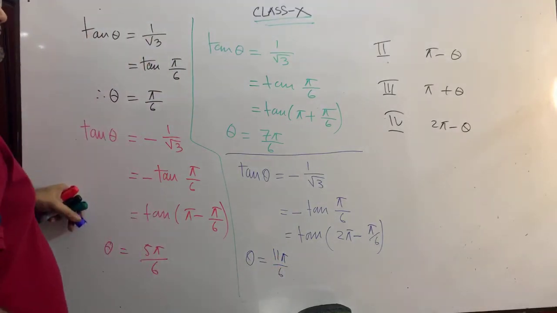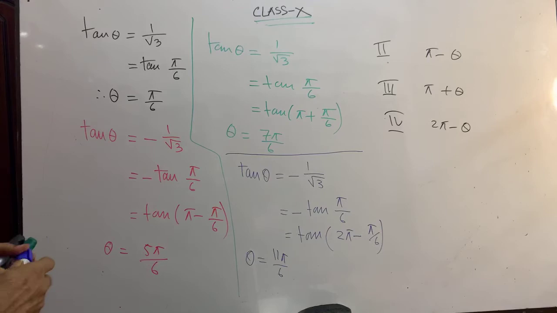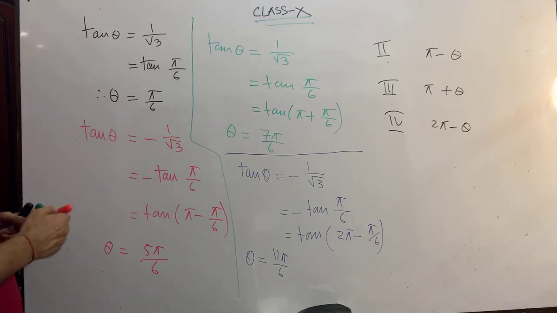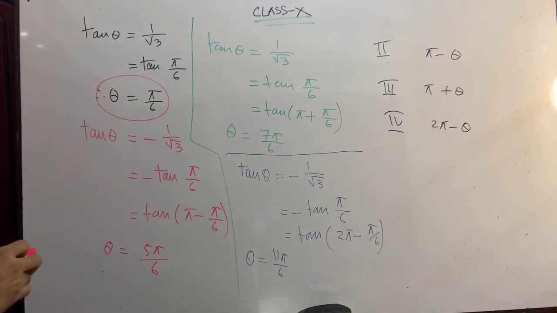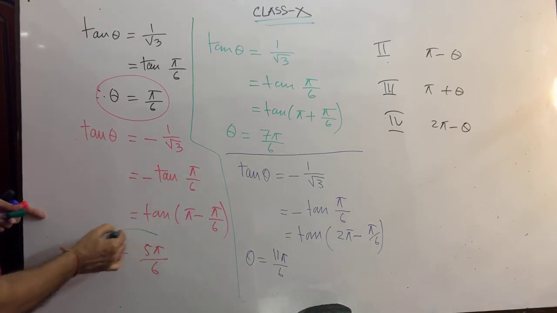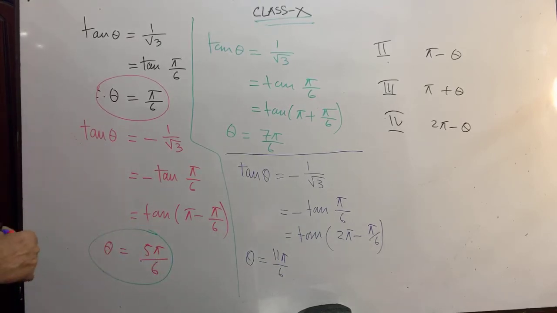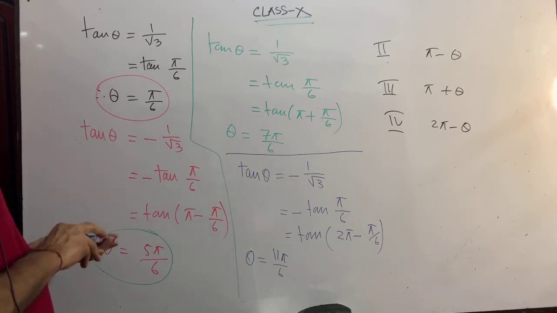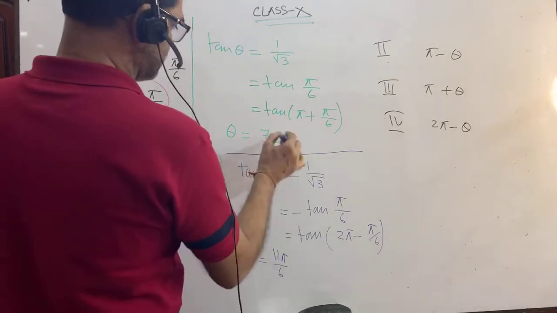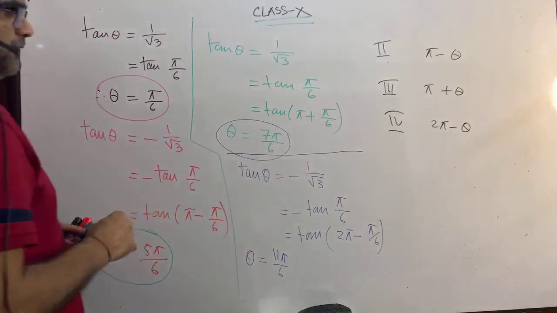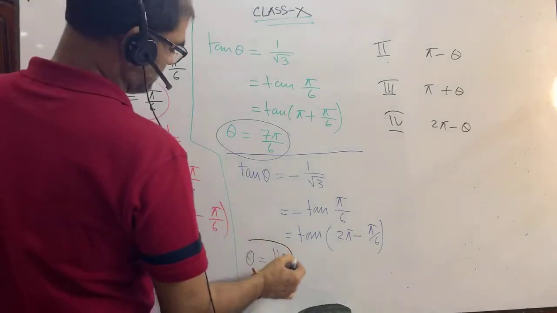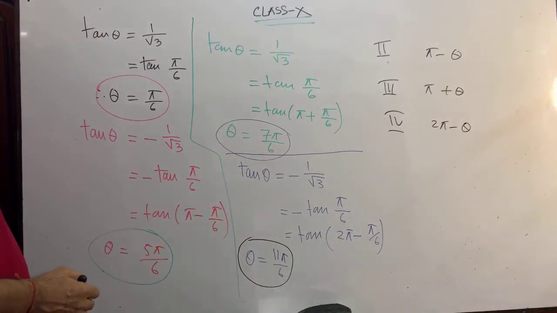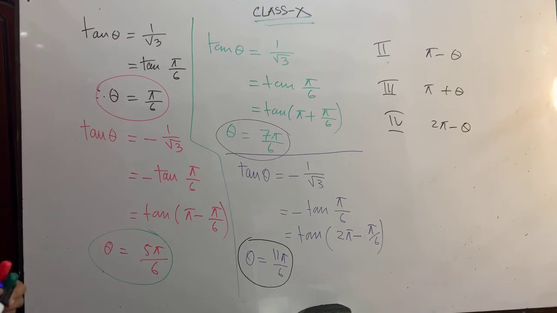Math is done. So we have got the values of theta, 4 values in 4 quadrants. Okay, theta equals pi by 6, theta equals 5 pi by 6. In ascending order you have to write here theta equals 7 pi by 6, and at last here theta equals 11 pi by 6, and I hope you will write in ascending order. Okay.